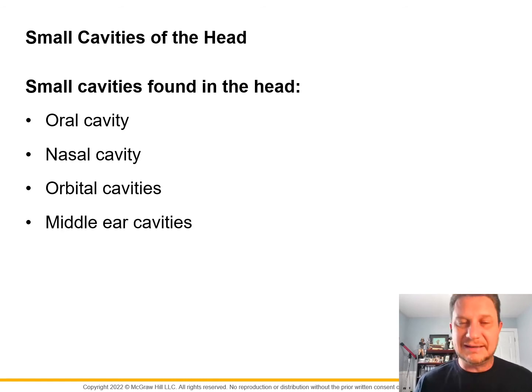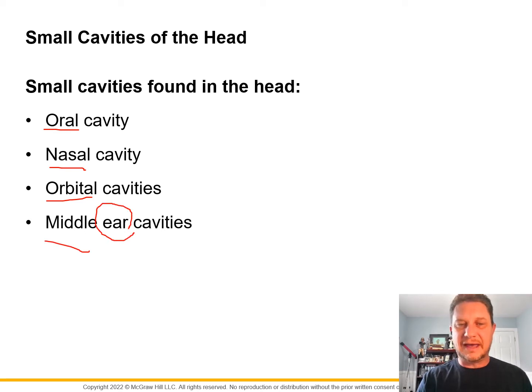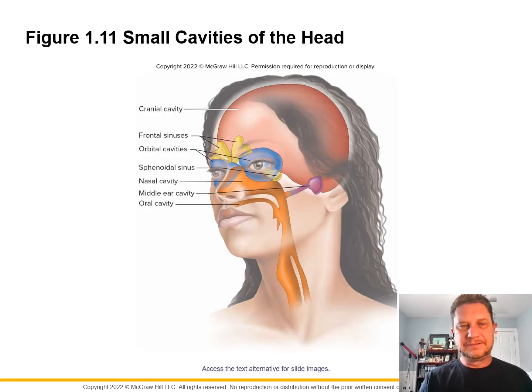And as I say that, I missed the next slide because this talks about some of the small cavities. I kind of take this for granted. Hopefully everybody that's watching this knows oral cavity is mouth, nasal cavity is nose, orbital cavity is going to be the eyes, middle ear cavities are inside the ear. There's going to be a picture of this. I'm hoping that we don't need to go over those.